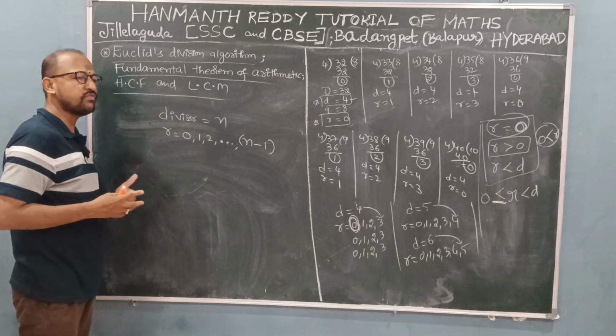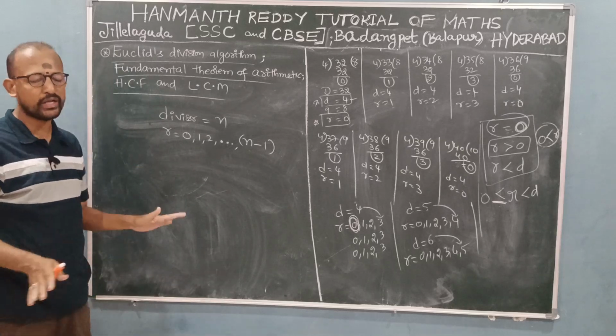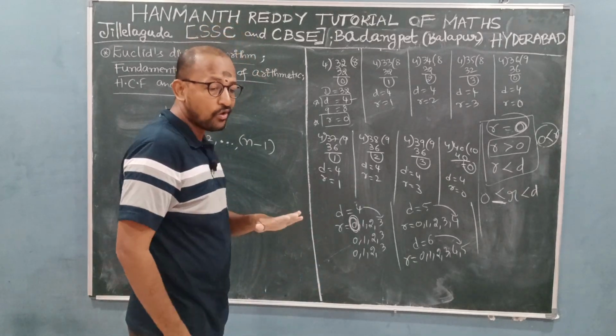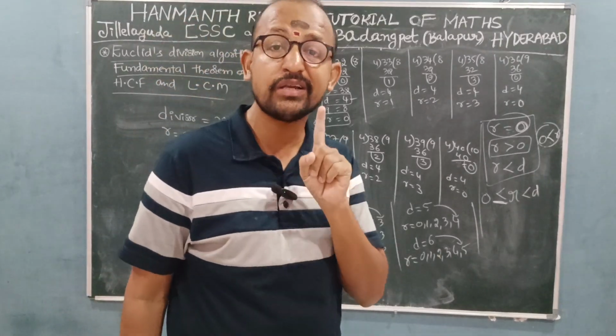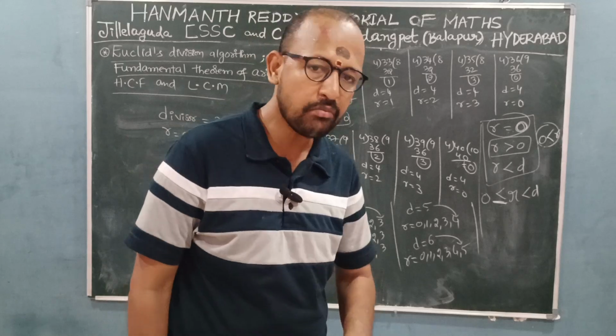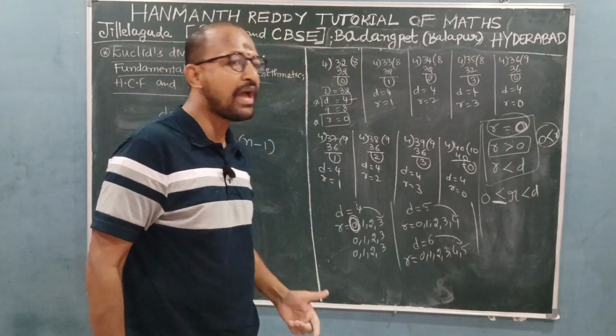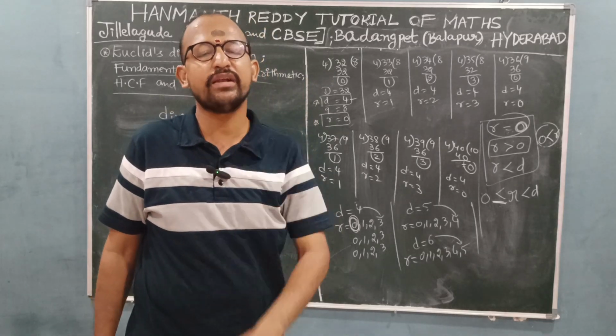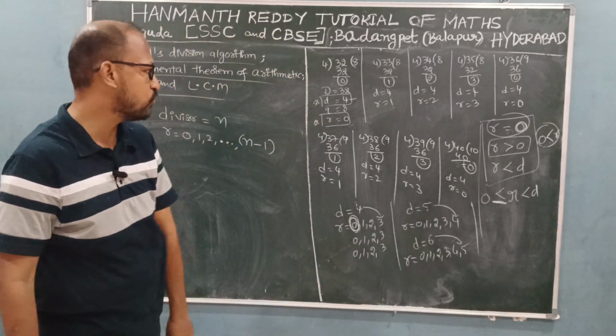For any divisor, the minimum remainder is always 0. I am not asking for a fixed remainder; I am saying the minimum remainder is always 0 and the maximum remainder is one number less than the divisor, that is, reduce 1.